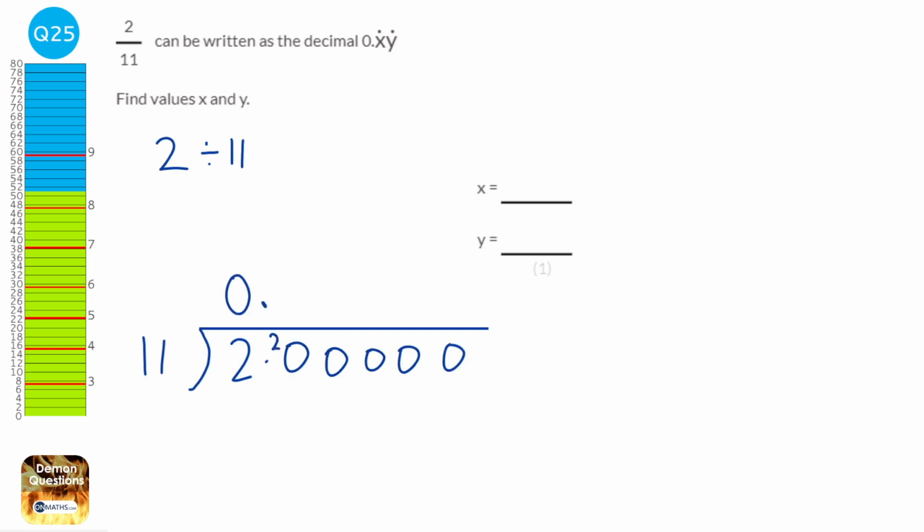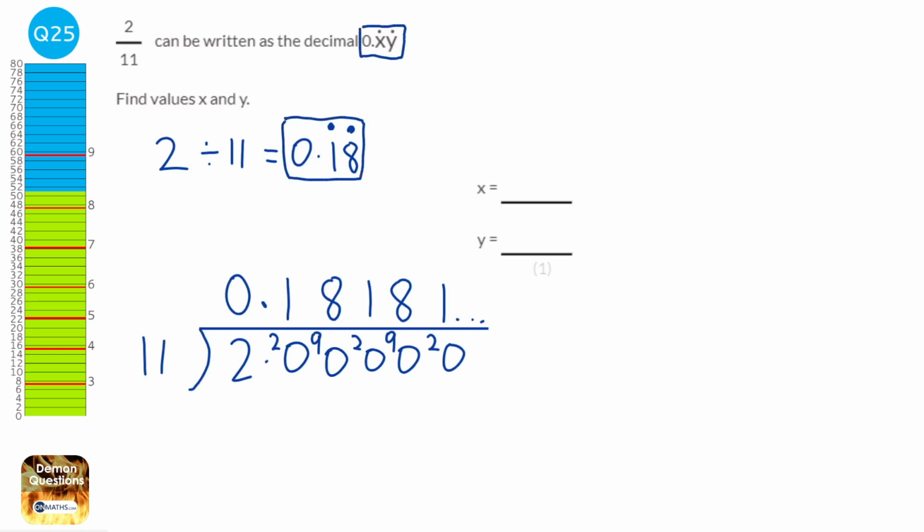11 into 20 does go 1 and carries the 9. 11 into 90 goes 8 and carries a 2. We can see a pattern going on here. 8, carry the 2, and 1. So you can see that this is just going to keep going on forever. So 2 divided by 11 is 0. And the 1 and the 8 are just repeating forever. And the way we show that is with a dot above them. And so when comparing this to the bit in the question, our x value will be 1 and our y value will be the 8.